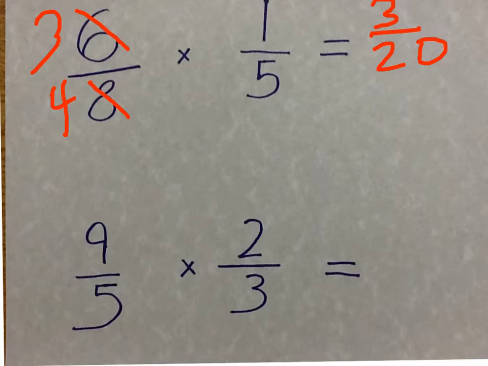Now move down to the bottom one. The 9 and the 3 have a greatest common factor of 3, and the 9's on the top and the 3's on the bottom, so you can reduce them. So 9 divided by 3 gives you 3. The 3 divided by 3 gives you a 1. And you reduce it as much as you can, so you cross multiply. 3 times 2 is 6. And 5 times 1 is 5.